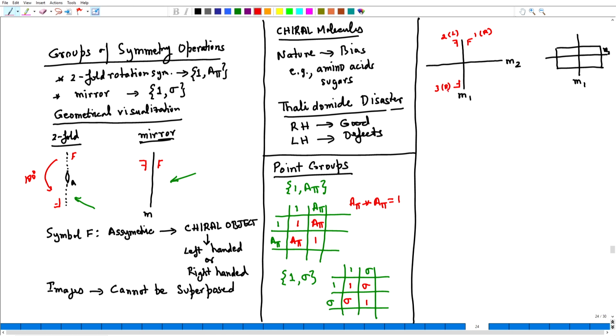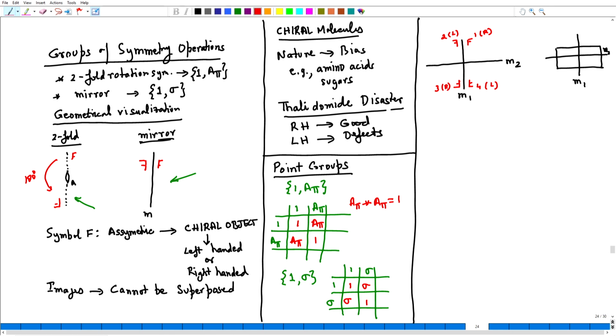I can reflect this third object across mirror 1 and this becomes object number 4, and it is left handed. And you can see that object 1 will also reflect exactly onto object 4, from right handed to left handed.